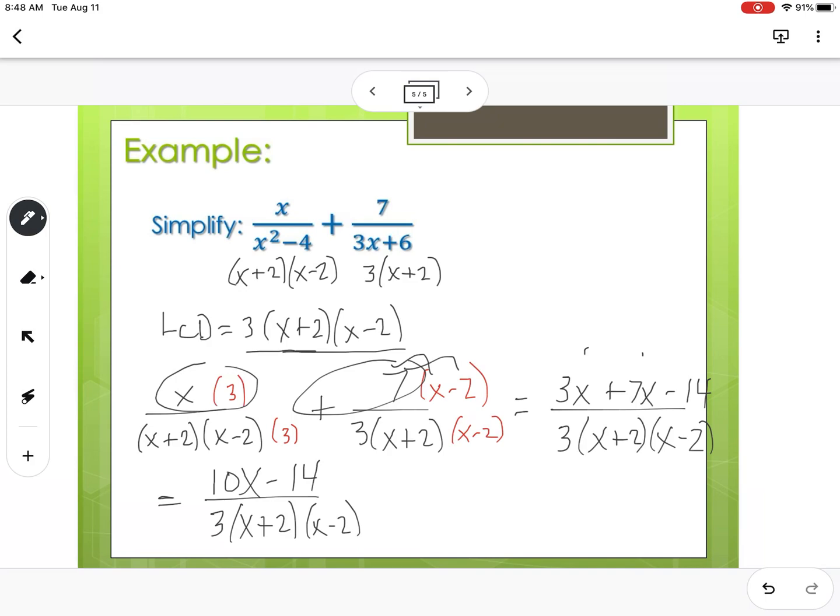Now it becomes a simplifying problem. Factor the top, factor the bottom, cancel stuff out. I can factor the top. I can pull a 2 out for the GCF. So I have 2 parentheses, 10x divided by 2 is 5x, 14 divided by 2 is 7, all over the LCD. And it looks like I cannot cross anything out. The 2 and the 3, can't simplify that anymore. There's a 5x minus 7 up top. There isn't one on the bottom, so that's it. I'm done with that.